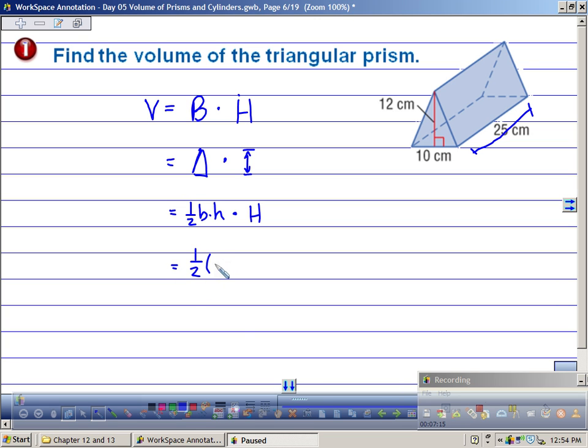What is the base of the triangle? And what is the height of the triangle? And what is the height of the figure? 25. Put that in a calculator and you get 1,500 centimeters cubed.